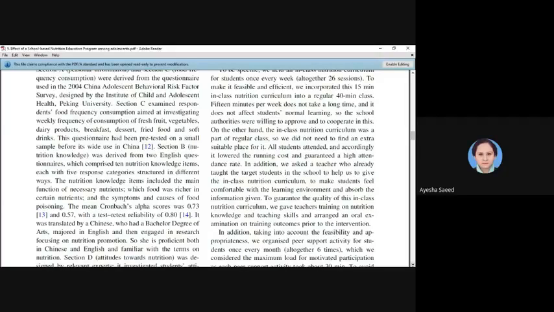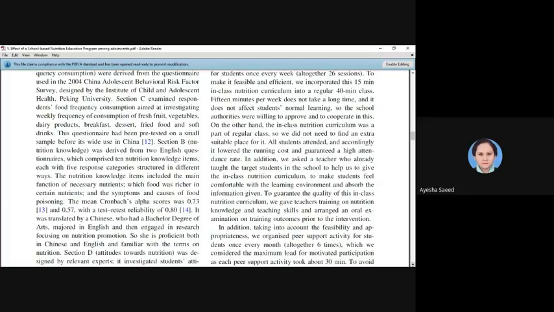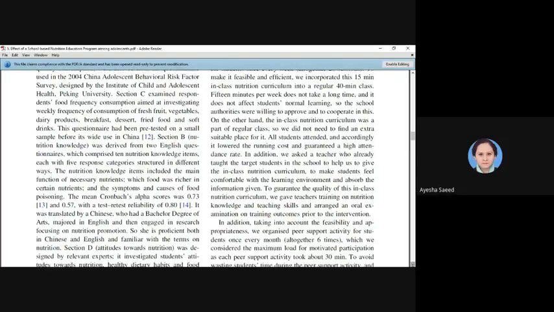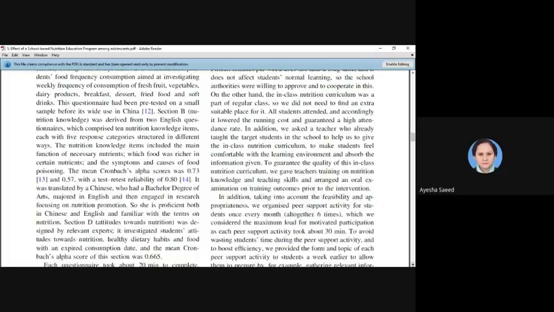Section B was derived from two English questionnaires which comprise 10 nutrition knowledge items, each with 5 response categories structured in different ways. The nutrition knowledge items included the main function of necessary nutrients, which food was richer in certain nutrients, the symptoms and causes of food poisoning. The mean Cronbach alpha score was 0.73 and 0.57 with a test retest reliability of 0.8.